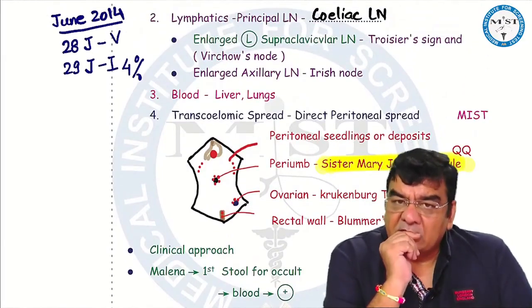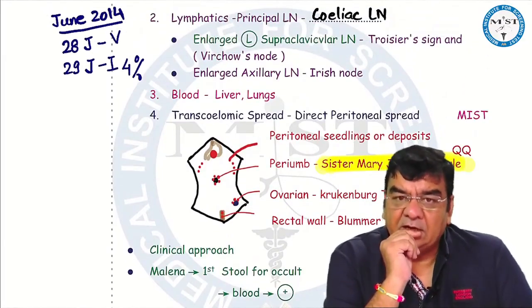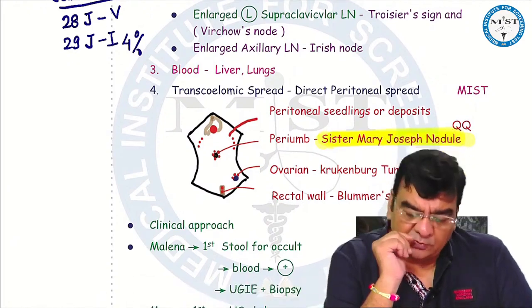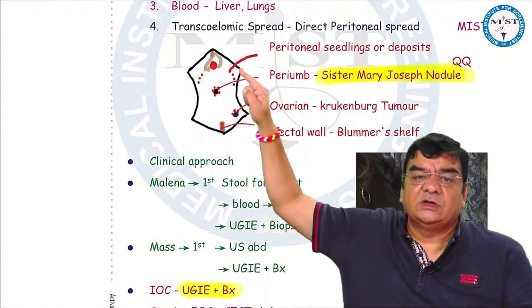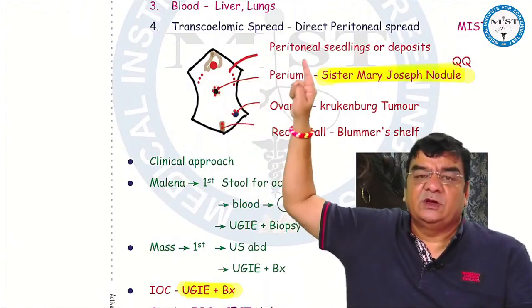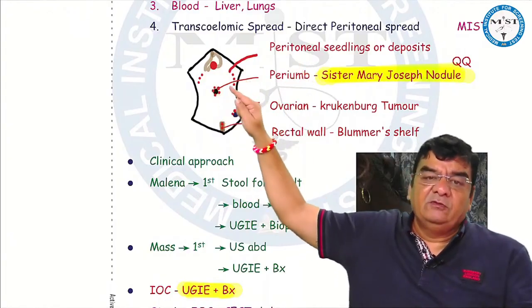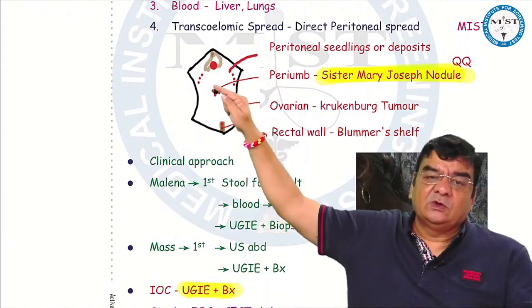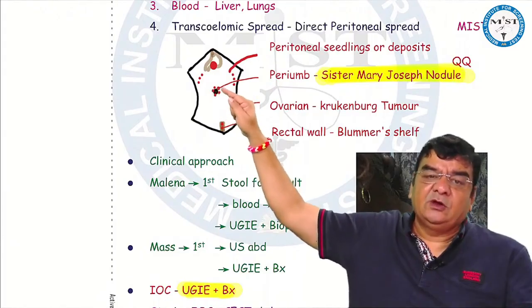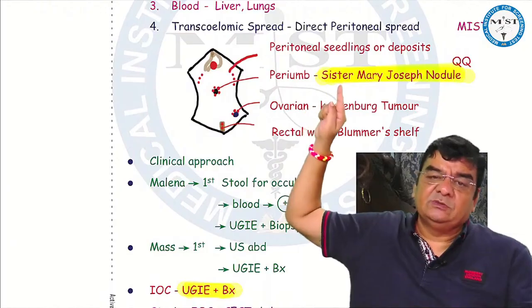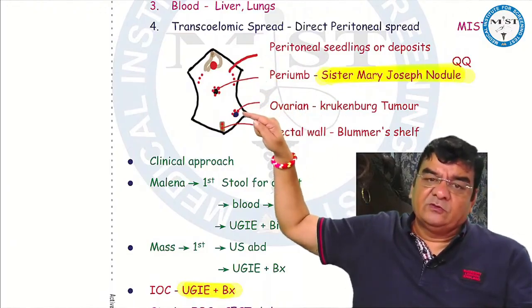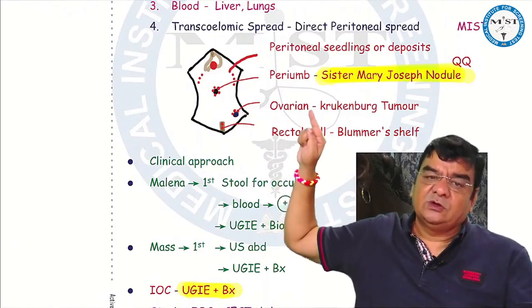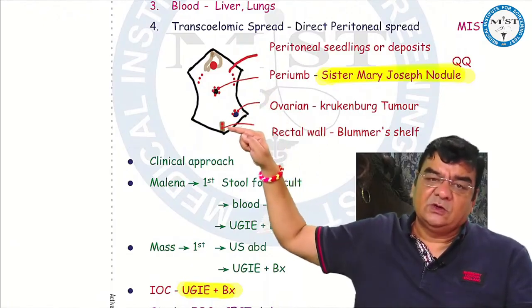Through blood, stomach cancer can go to liver and lungs. Direct peritoneal spread or transcoelomic spread happens if the cancer cells break from the stomach and get deposited anywhere on the peritoneal surface. This is peritoneal seedlings or deposits. If these stomach cancer cells are depositing around the umbilicus, periumbilical tumor deposits, hot MCQ, Sister Mary Joseph nodule. These gastric cancer cells depositing on the functional ovary, this is Krukenberg tumor. These tumor cells depositing on the anterior rectal wall, this is Blumer's shelf.